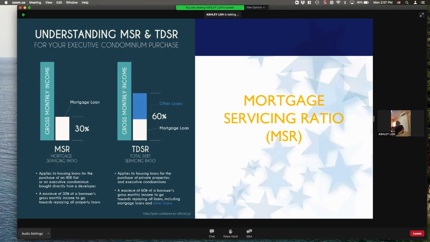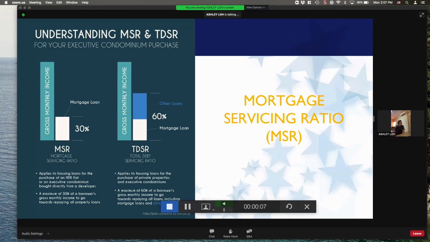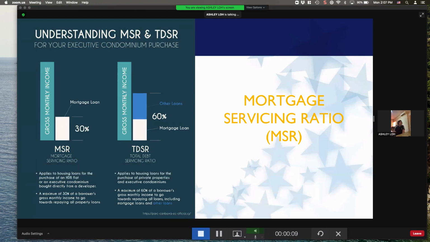Correctly, but a lot of times they're actually using the TDSR calculation. For example, when you key into the PA app or any application that you use, generally the amount you can borrow for private, half of it can only be used for EC. Okay, that is the maximum.